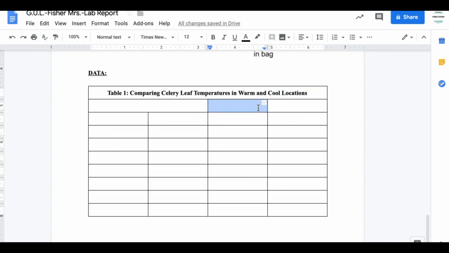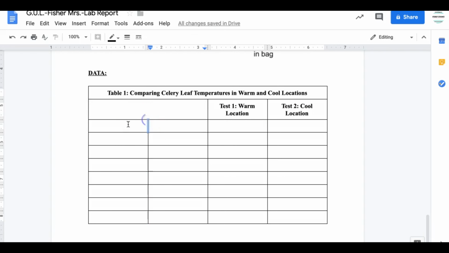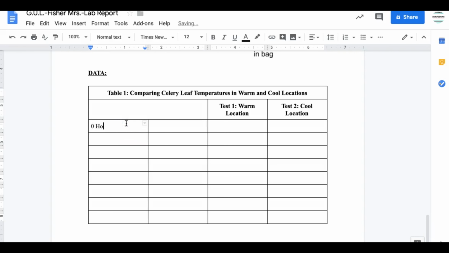So here I'm going to write test 1, warm location, test 2, cool location. These are also going to be bolded and centered. This is going to actually be blank for now. Then I'm going to put 0 hours. And over here, I'm going to start writing what I actually measured.